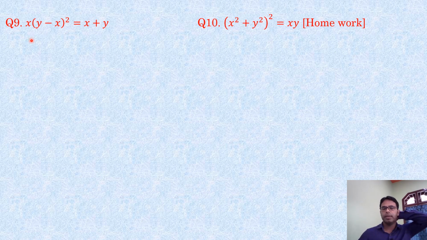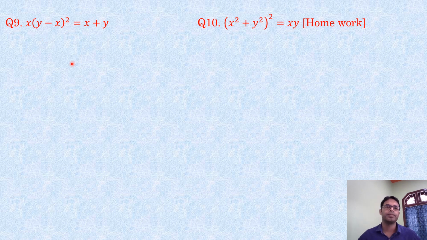x into y minus x whole square equal to x plus y is the question, and this is homework for you. This question is homework for you, and I am going to solve this 9-number question. Okay, and it is homework for you. Similar method, these two methods, same questions actually.